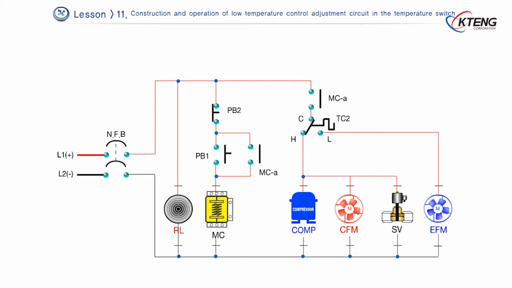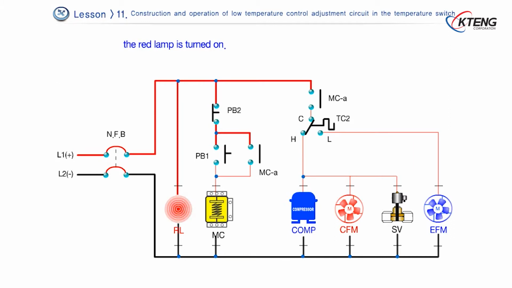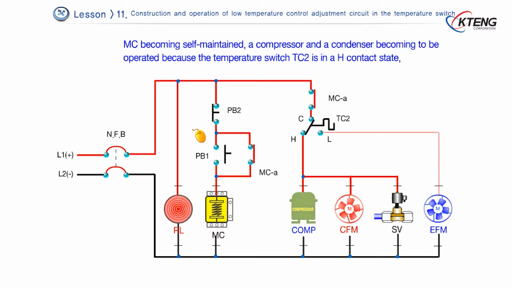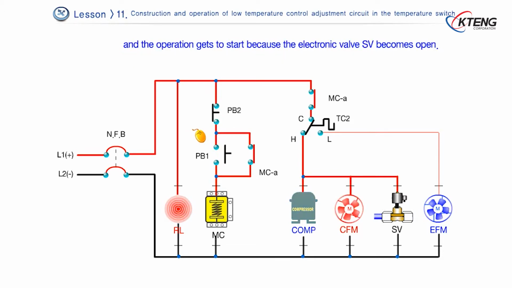If the NFB circuit breaker switch is turned on, the red lamp is turned on. If PB1 is pushed, MC is magnetized, so the A contact becomes circuit closing, MC becoming self-maintained, a compressor and a condenser becoming operated because the temperature switch TC2 is in an H contact state, and the operation gets to start because the electronic valve SV becomes open.